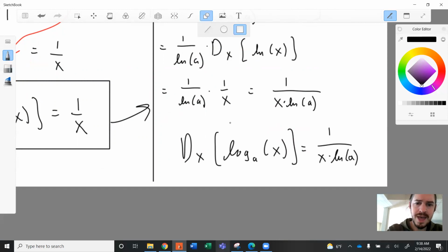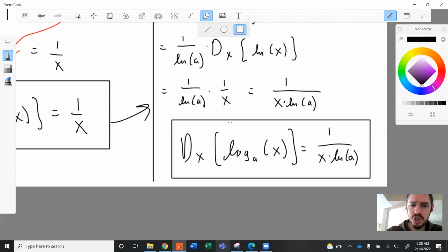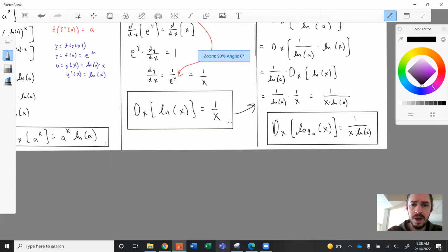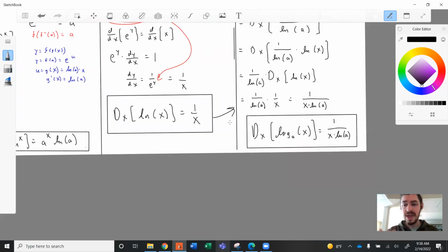And this one, again, is a true generalization of the previous one, because if a were to equal e, you would again have natural log of e down there, which equals 1. So it would just be 1 over x times 1. And that's what this says, right? So it truly is a generalization in that it encompasses the previous rule, but it also allows us to do derivatives of other logarithm functions.